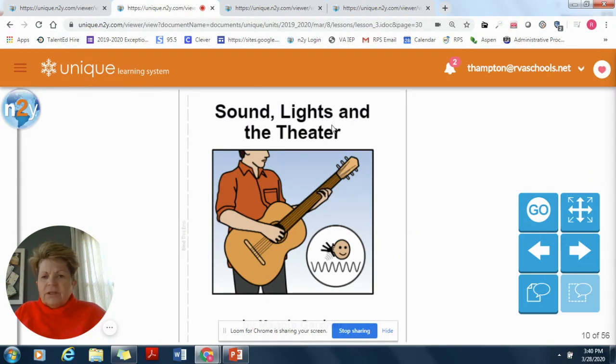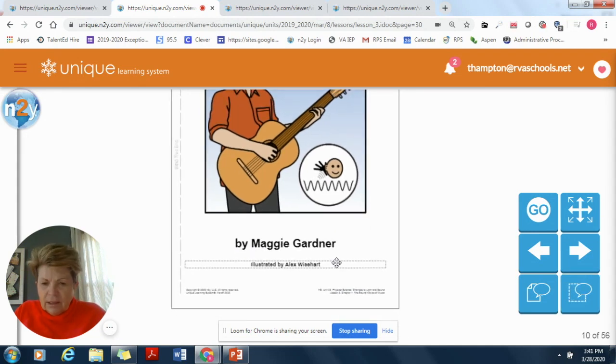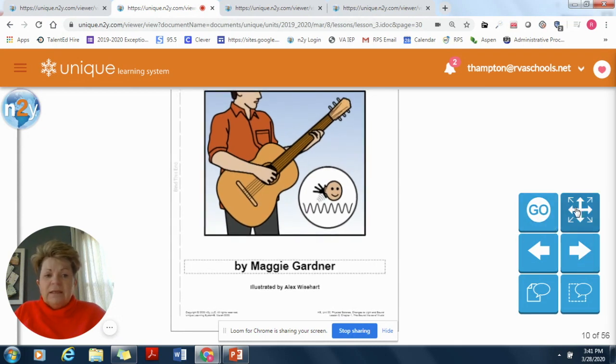Right, here we go. So the title of our book is Light, Sound, and the Theater. The book is written by Maggie Gaither. Now here it just says that it's written by, but we know that means she's the what? She's the author of the book. And then here we see that Alex Weishart is the illustrator. Now tell me, think about what is an illustrator. If you need to turn to a family member and ask a question, that would be fine. Yes, an illustrator is the person who did all of the pictures in the passage.